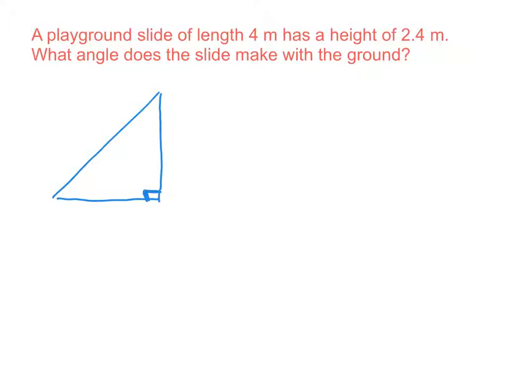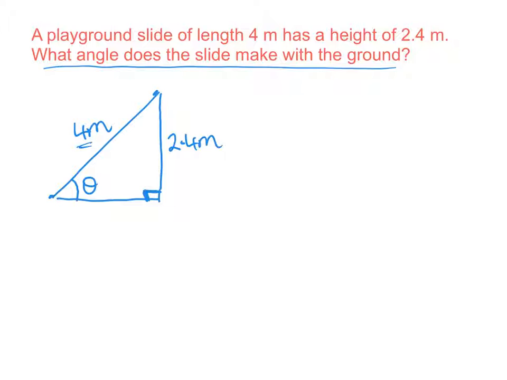Now, let's see, the length of the slide is 4 meters. So from the top to the bottom, 4 meters, and the height is 2.4. What angle does the slide make with the ground? Well, there's the angle in there, and we want to figure out this reference angle here. Alright, so let's see. From this angle here, there's our reference angle.